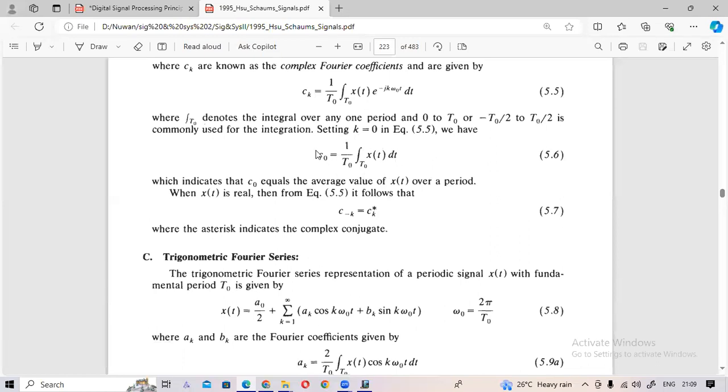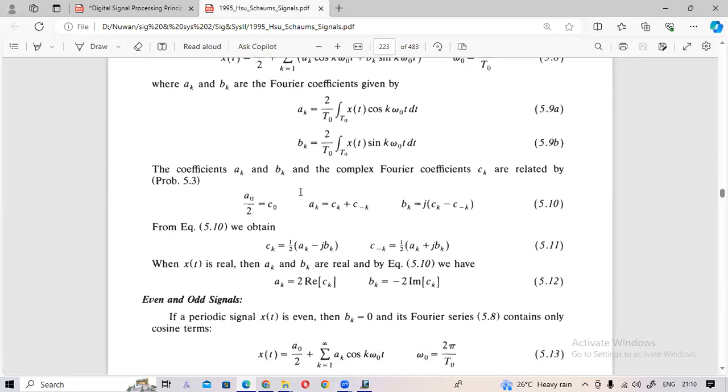Frequency will be 0. Okay. So the 0th component you can calculate like this. What you have to do is, at the evaluation, before the integration, you insert this k as 0, then e to the power 0 will be 1. So you have to only evaluate this integration of x(t) within T naught. Okay. So these are the Fourier series representation for a continuous time signal.